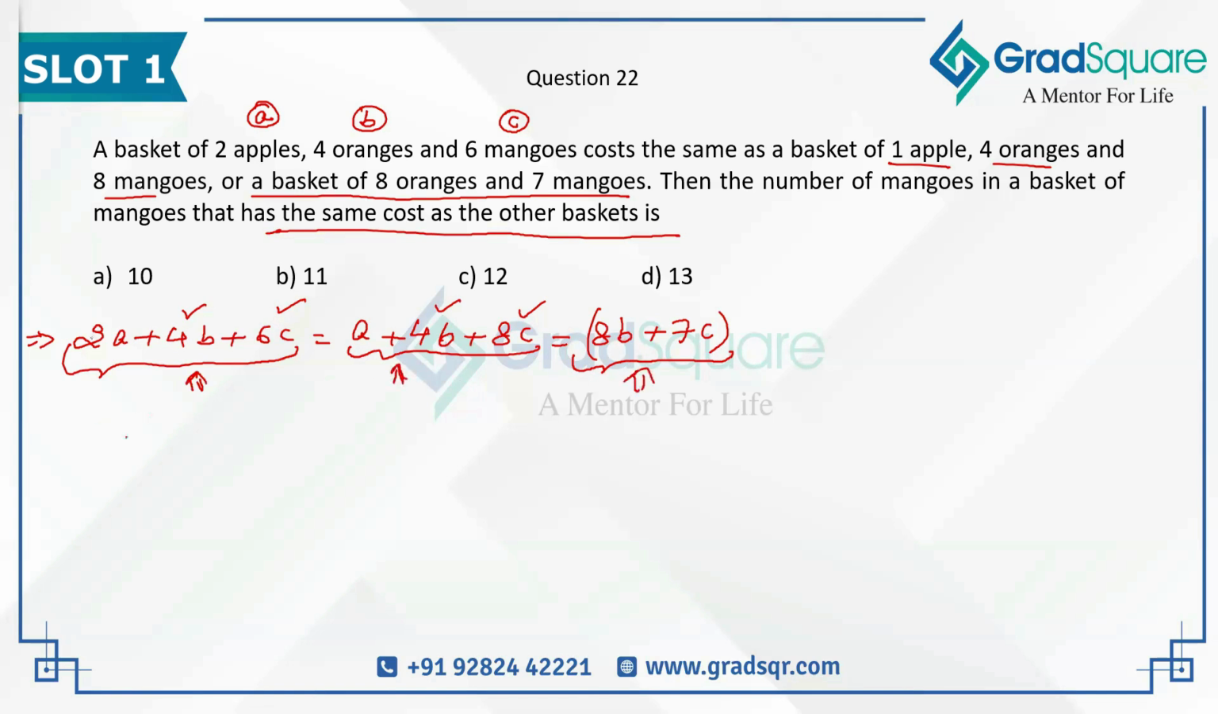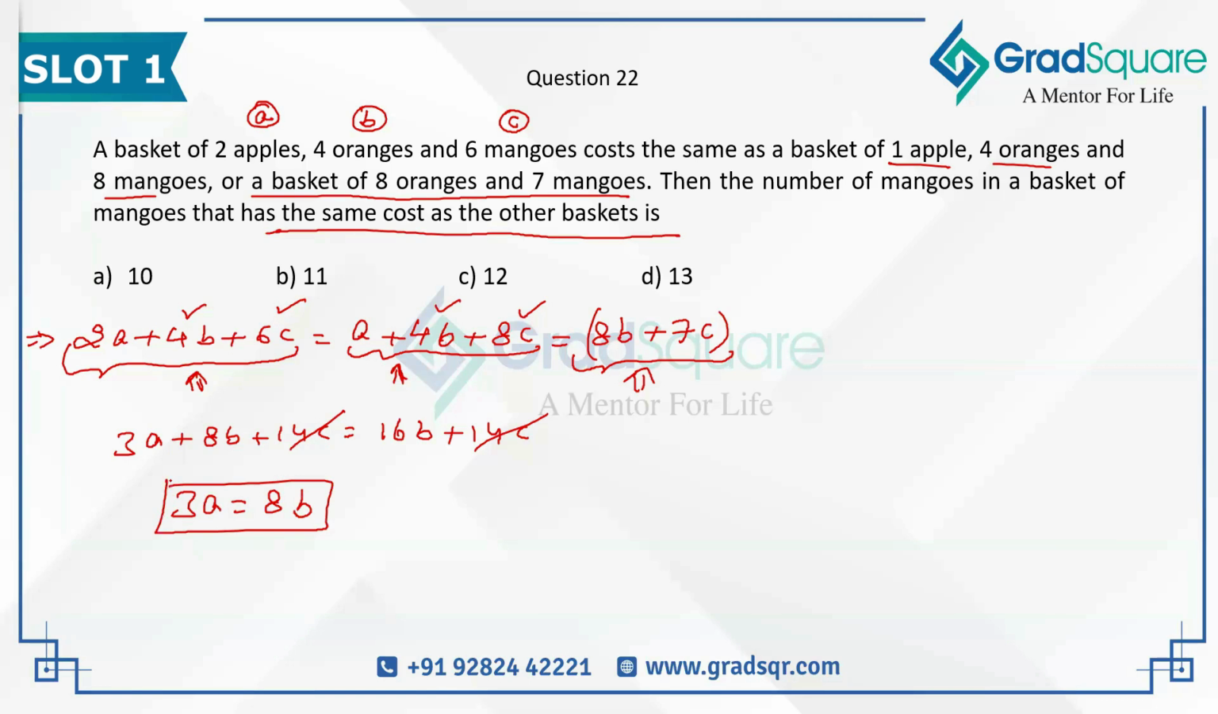So let's add this. This will become what? 3A plus 8B plus 14C. Should be 2 times of this, which is going to be 16B plus 14C. This helps me remove one of the variables, which is 14C, right? So 3A turns out to be equal to what? 3A turns out to be equal to 8B. This is one equation that I generate, right?